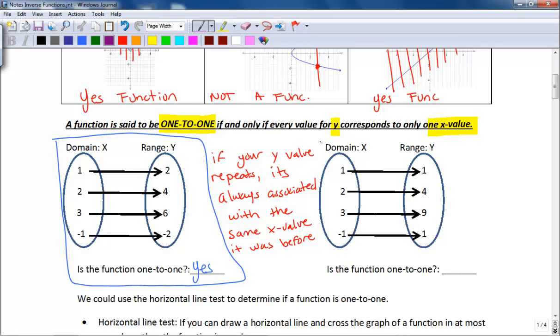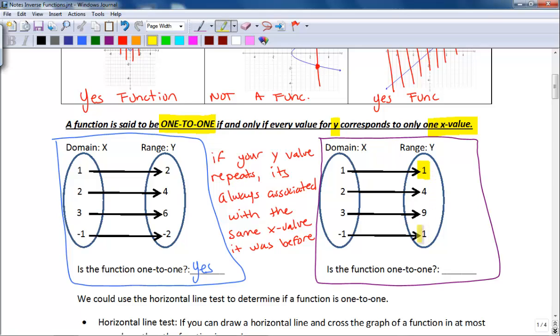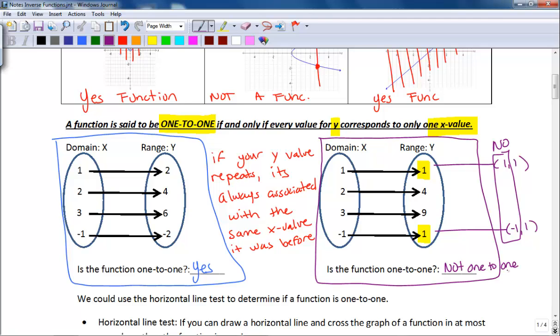What about the function on the right? Is this function 1 to 1? Well, again, let's take a look. Do I have any repeating y values? I do. I have a y value of 1 twice. Well, what x values is it associated with? Here I have the ordered pair 1, 1, and on the bottom I have the ordered pair -1, 1. Are these x values the same? No, they're not the same, so that means that this function is not 1 to 1. Again, a function is 1 to 1 if every y corresponds to only one x value. But here we noticed we had a repeating y value that didn't have the same x value. So this function is not 1 to 1.